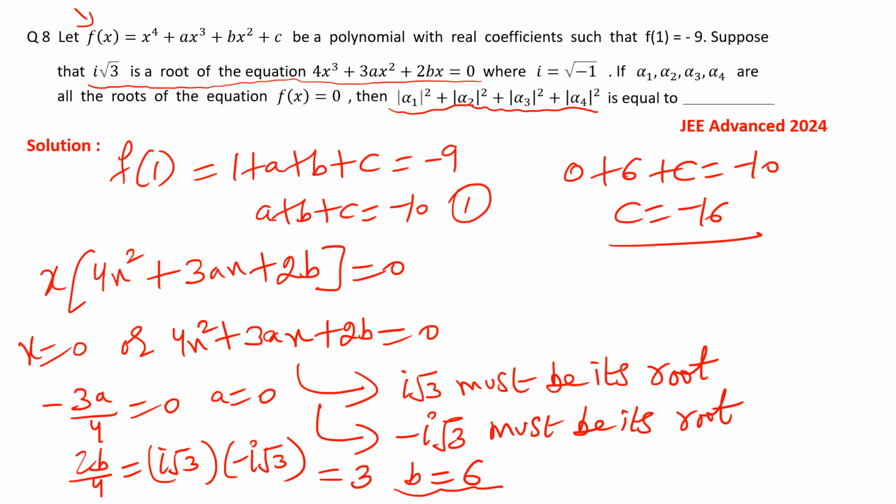Fine. Now f(x) becomes equal to x^4 plus, since a is 0, the ax^3 term vanishes. Now bx^2 becomes 6x^2 minus 16. And we have to put it equal to 0 to get the roots of this equation. Once we get the roots of this equation, those roots will be α1, α2, α3 and α4, and finally we'll put in this expression and get its value. Right? Now we move further.